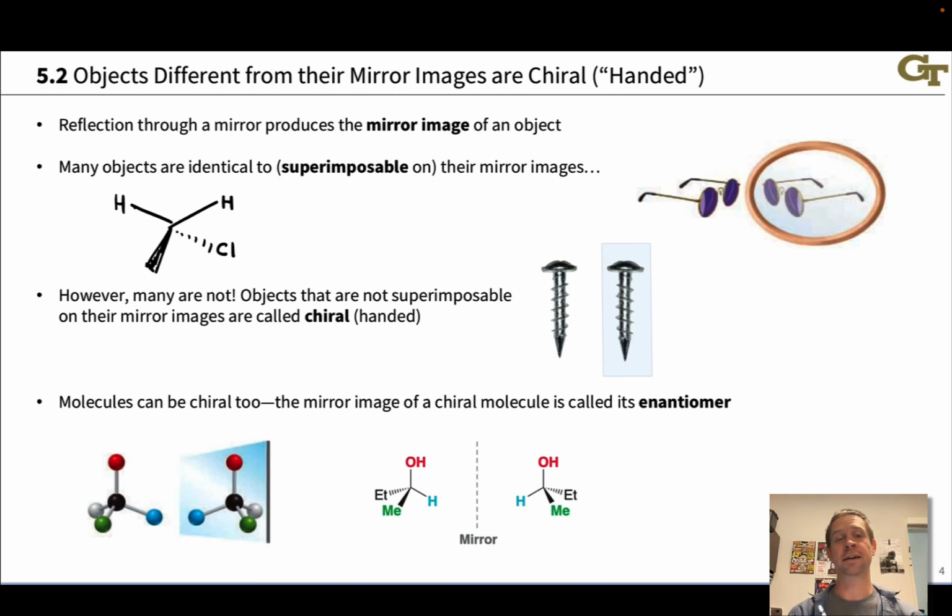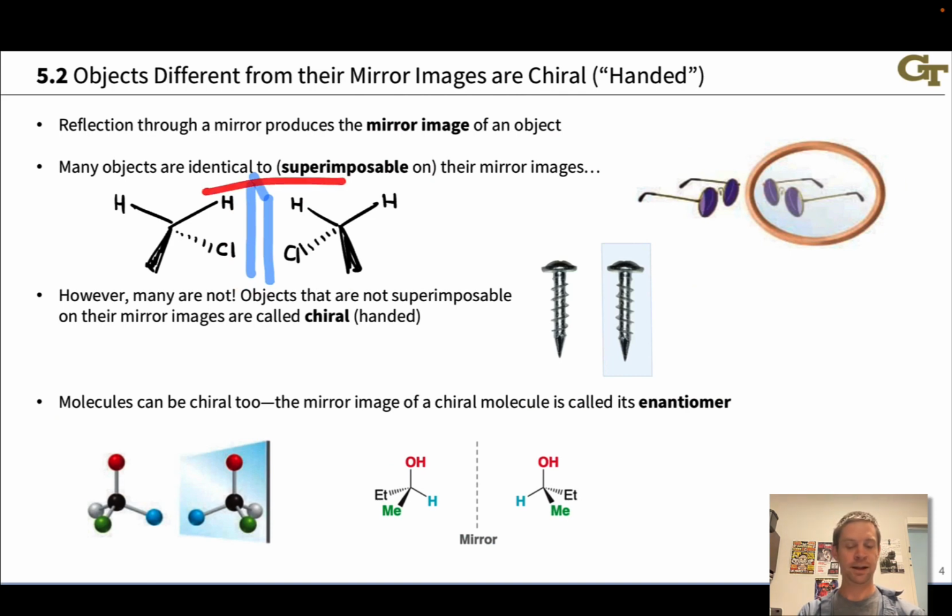Here's ethyl chloride, an example of a molecule that is identical to its mirror image. And we can see this if we reflect this molecule through a mirror. The blue drawing here is meant to evoke a mirror perpendicular to the screen. Reflecting this image through that mirror would produce this mirror image. And this mirror image is identical to the original structure.